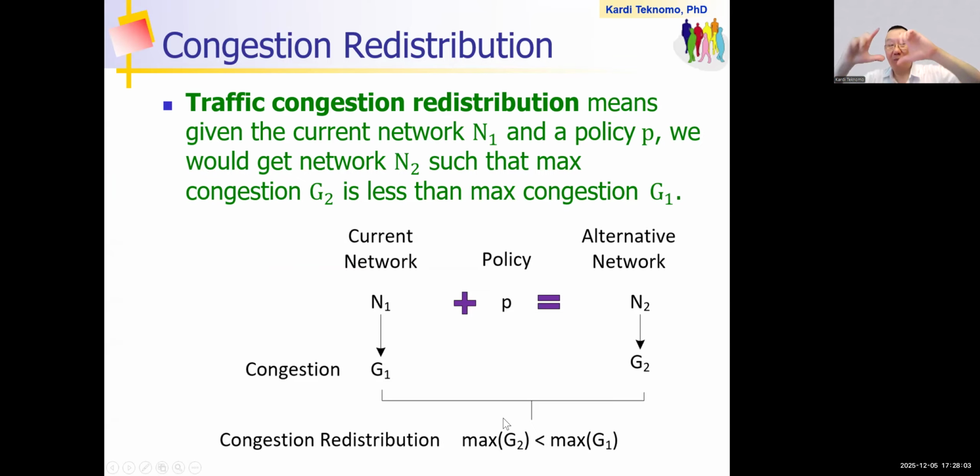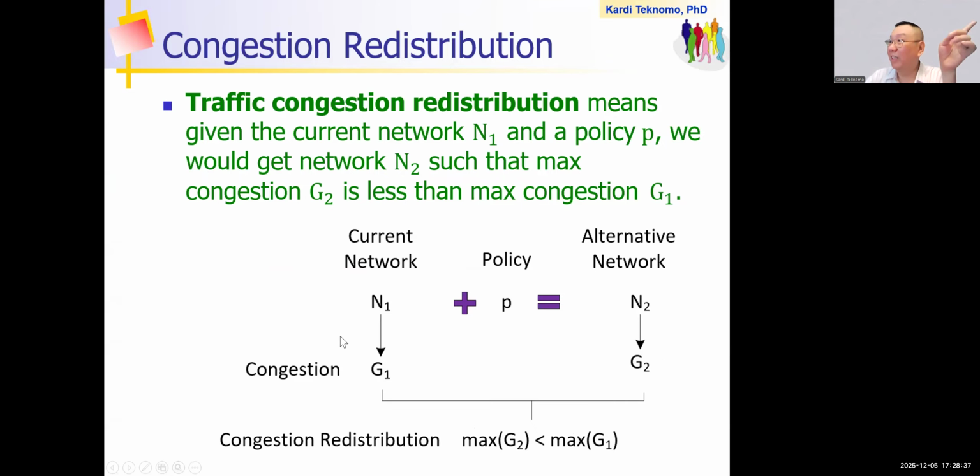Based on your matrix, you will find the maximum congestion. This is the congestion matrix G1 from the initial base scenario. And then you have another matrix G2, right? Now you find the maximum in G2, which is the alternative scenario, and it must be less than the maximum in G1. What does it mean? Meaning your policy works, isn't it?